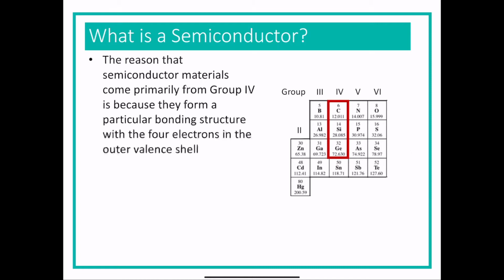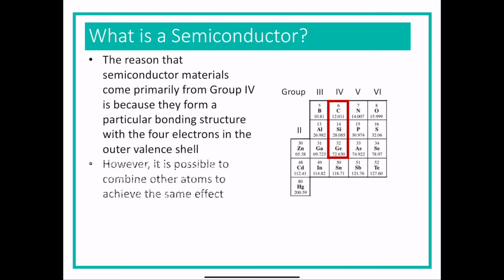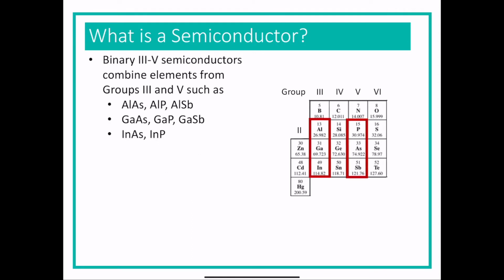So what we can do is we can actually make other devices if we kind of spread out from that group 4 column and go out in both directions at the same time. So we can combine elements from groups 3 and 5 and get the same kind of effect. We still have a sharing of electrons. It's just some of them are 3 and some of them are 5, but they make a structure that's very similar to the structure that silicon or germanium by themselves make.